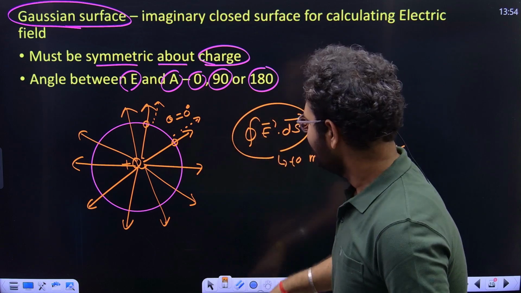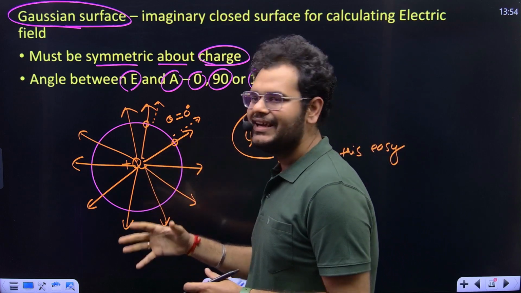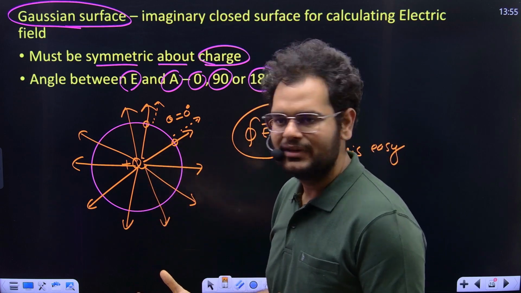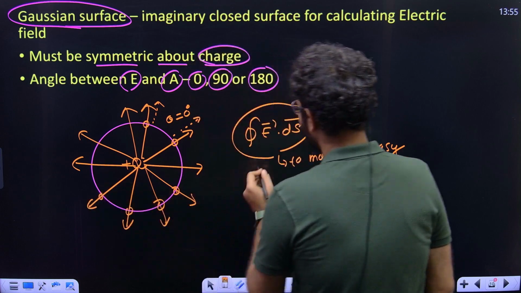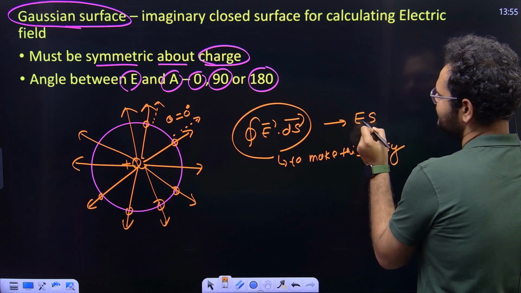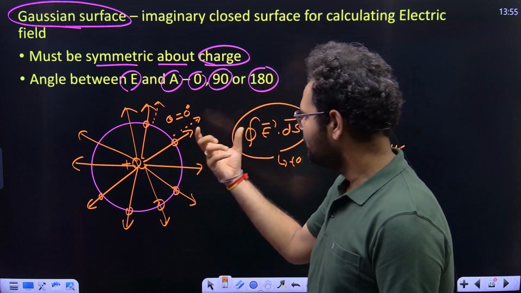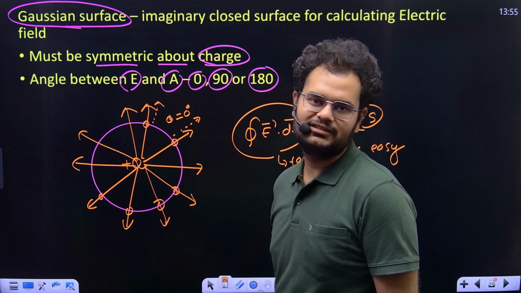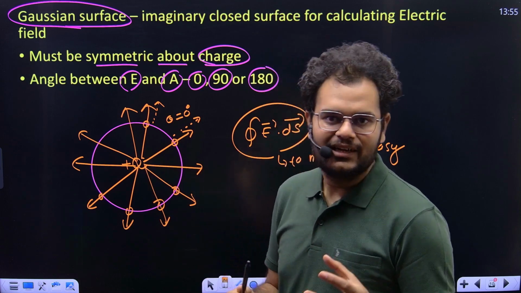And also the electrical field is symmetrical. If the charge is symmetric about the surface, then the electrical field at all points is the same. Yes or no? Here also the electrical field is the same, here also the same, here also the same. So practically I can directly write this as what? E dS or ES. That is my goal. So this is the perfect Gaussian surface for a point charge, and from that only we can derive the electrical field.